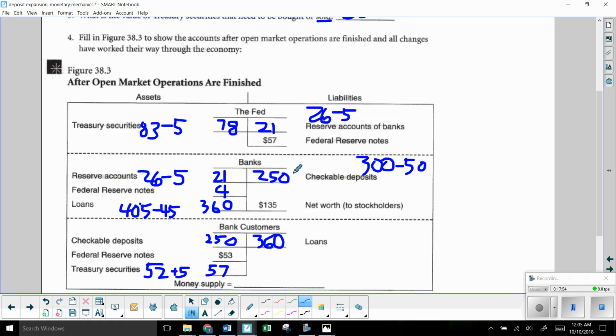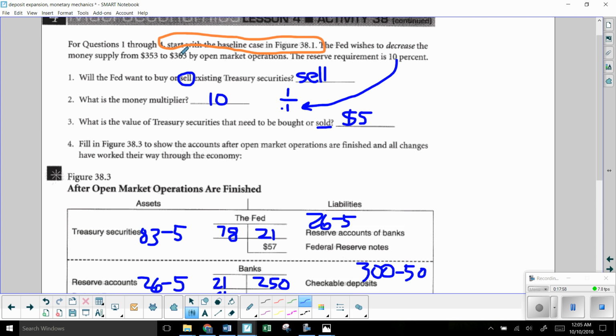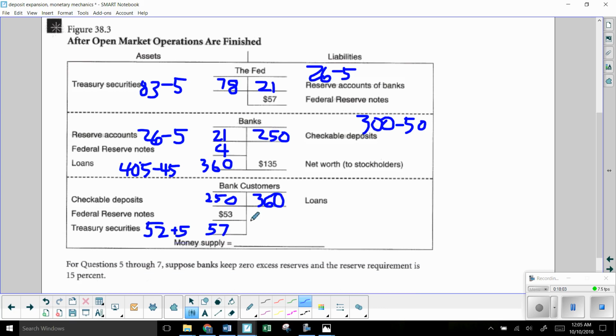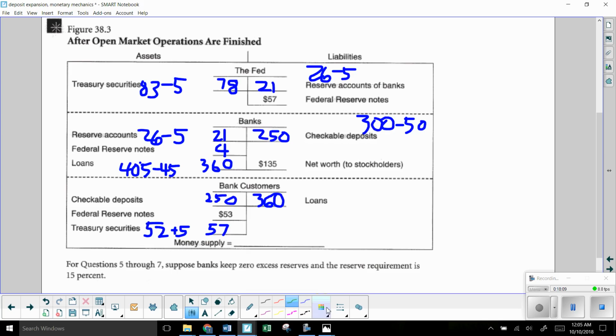And now let's double check. We wanted that money supply to be $303. Let's go ahead and see what is the money supply. Well, the public holding 53 Federal Reserve notes right there, we'll do it in green, that 53, and this 250 right here. Those are the 303 that we wanted. And then our answer checks out very nicely there.